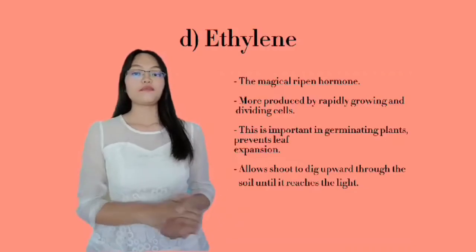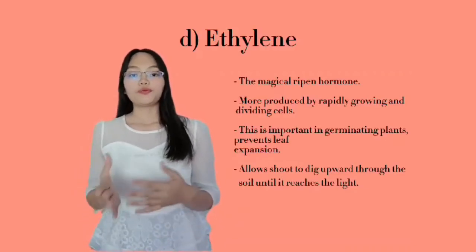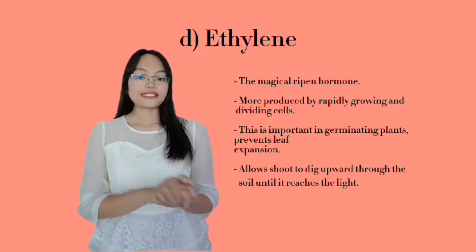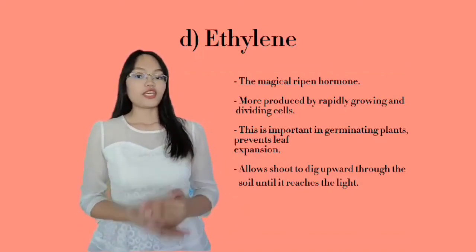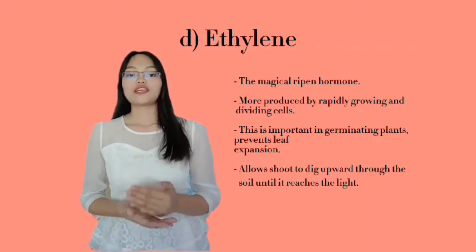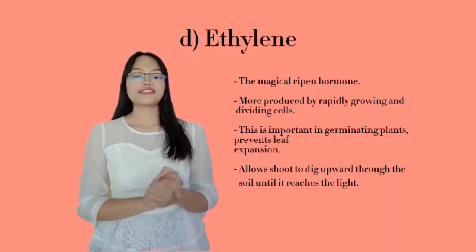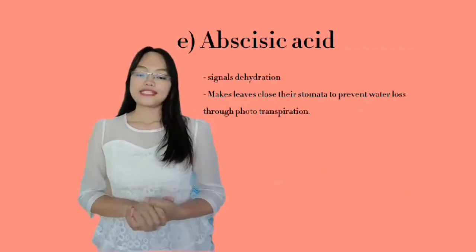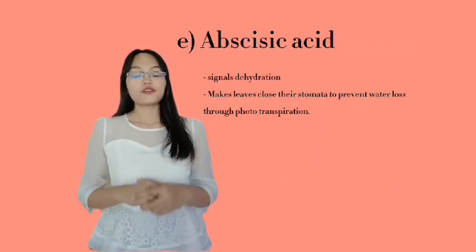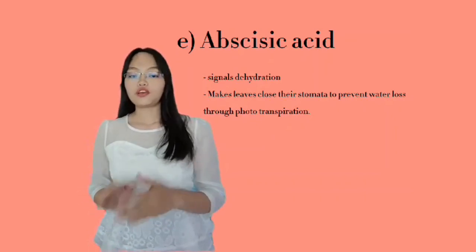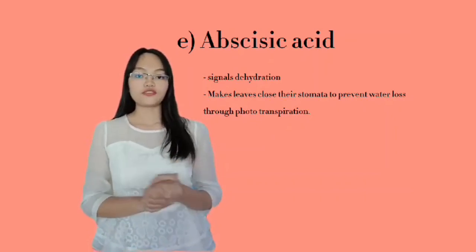Next is ethylene, the magical ripening hormone, produced more by rapidly growing and dividing cells. This is important in germinating plants, and prevents leaf expansion. It also allows the shoot to dig upward through the soil until it reaches the light. Fifth is abscisic acid. It signals dehydration. It makes leaves close their stomata to prevent water loss through transpiration.